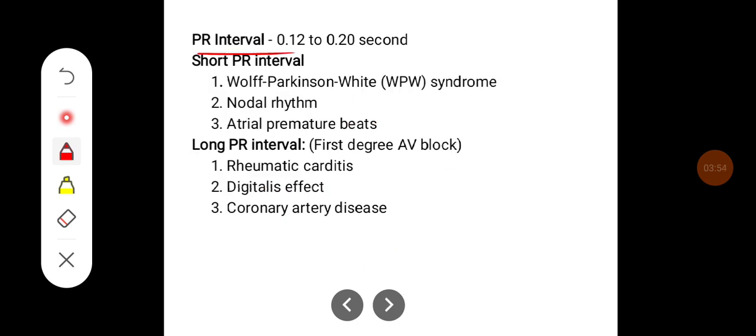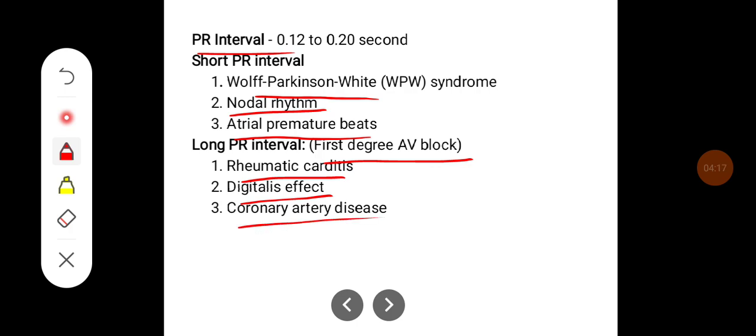The PR interval measures between 0.1 to 0.2 second. A short PR interval is seen in Wolff-Parkinson-White, that is WPW syndrome, nodal rhythm, and atrial premature beats. A long PR interval is seen in first degree AV block, which can occur with rheumatic carditis, digitalis effect, or in coronary artery disease.